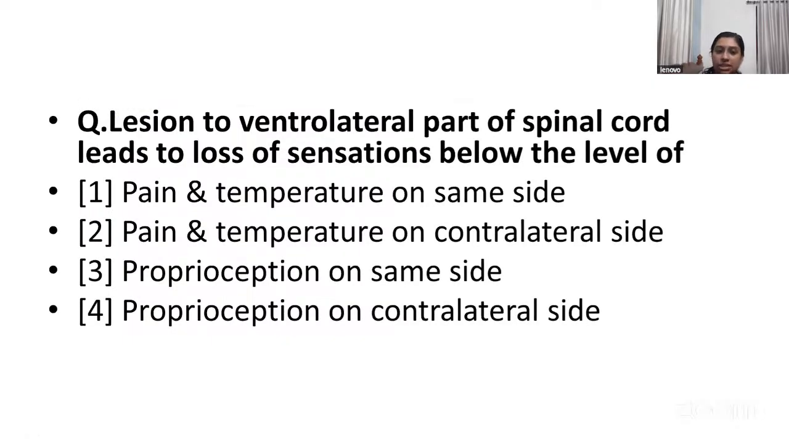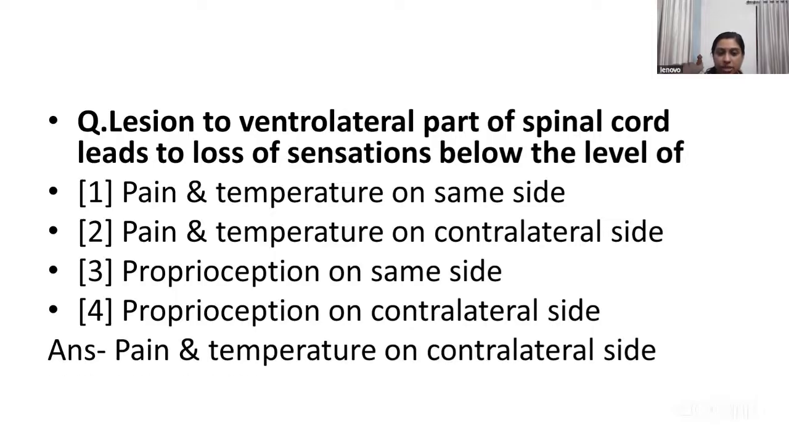Next is, a lesion to the ventrolateral part of the spinal cord leads to the loss of sensations below the level of. The options are pain and temperature on the same side, pain and temperature on the contralateral side, proprioception on the same side, proprioception on the contralateral side. So the answer is pain and temperature on the contralateral or the opposite side.